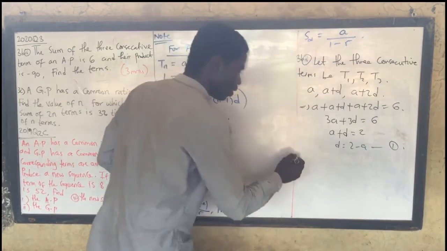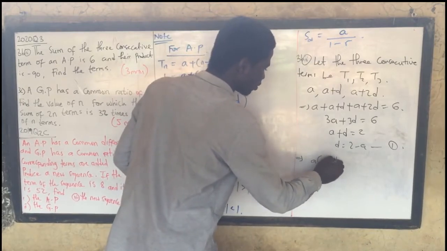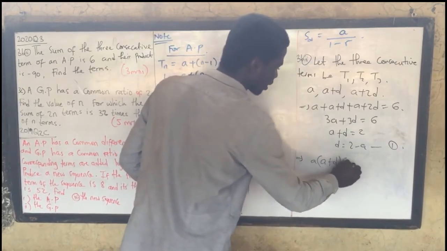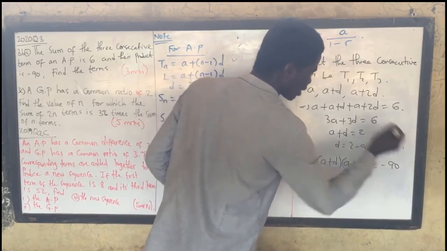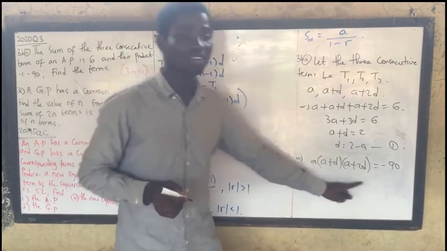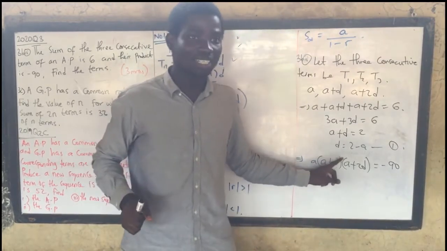So now, their product is minus 90. That means that A multiplied by A plus D multiplied by A plus 2D, the answer is minus 90. That is the second equation. You have to find A and D. So now, what is D? D is 2 minus A.